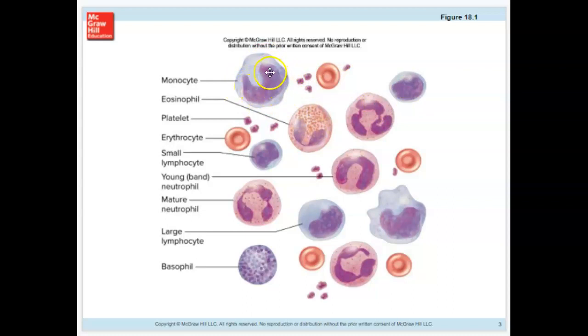shape of a half moon, called monocytes. And we have these small leukocytes, with almost all of the cell occupied by the nucleus, which are going to be the lymphocytes. Then we have granulocytes and agranulocytes.